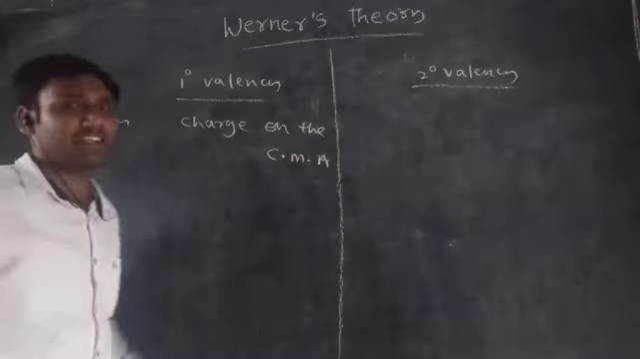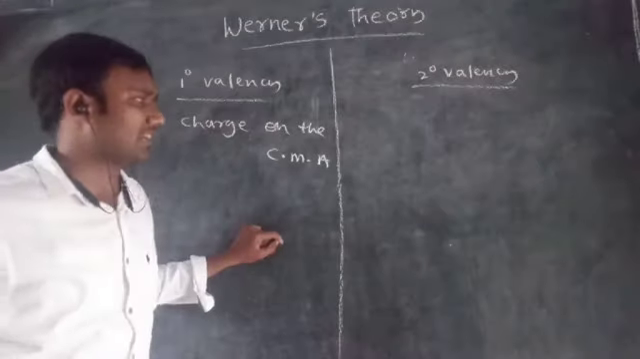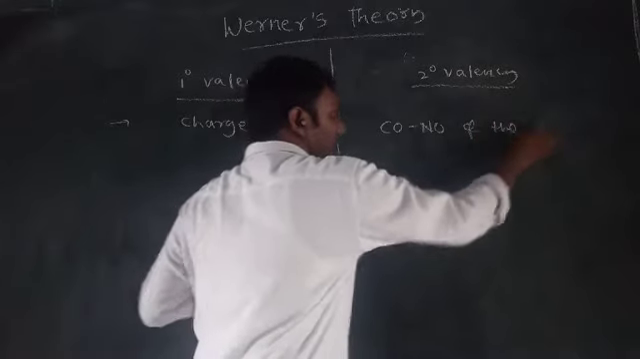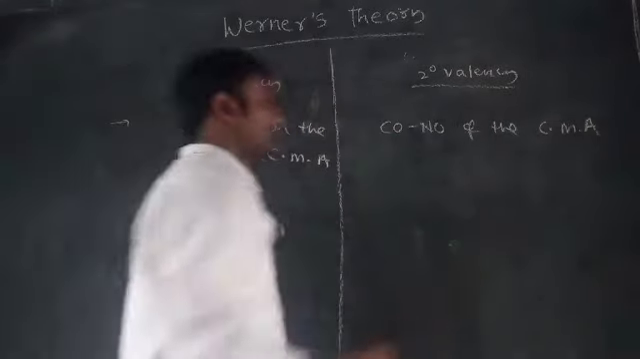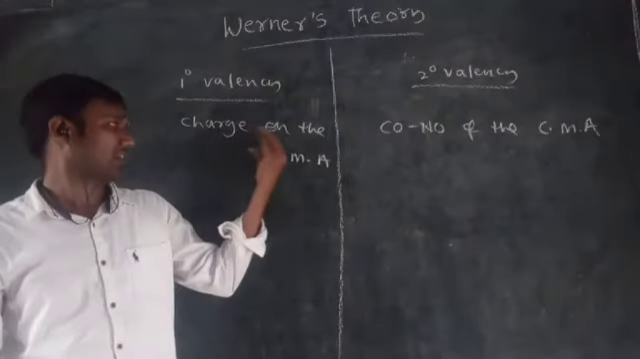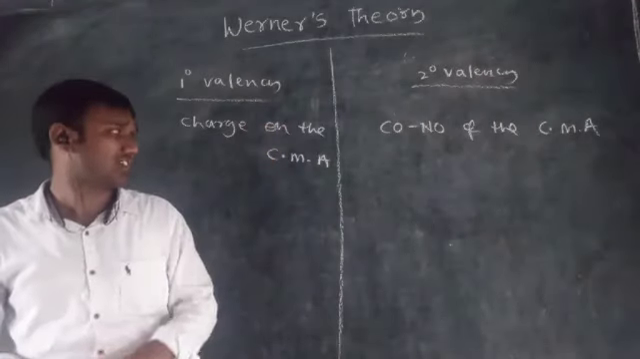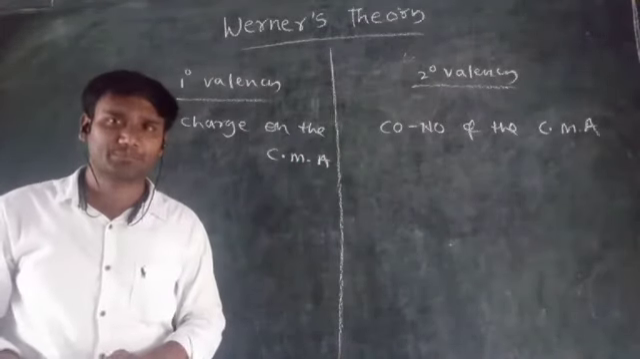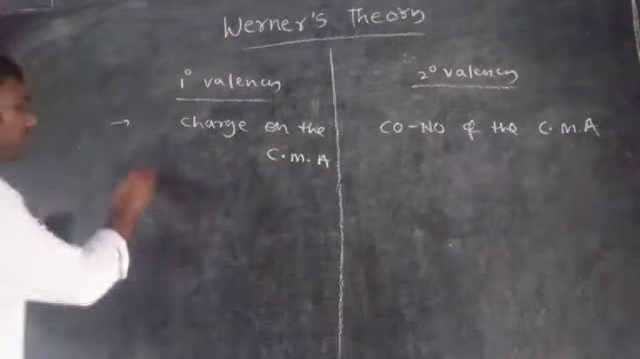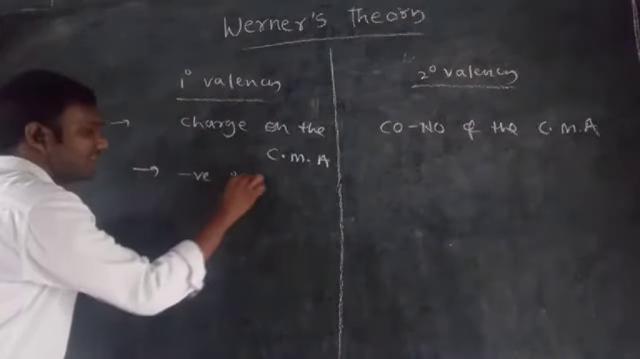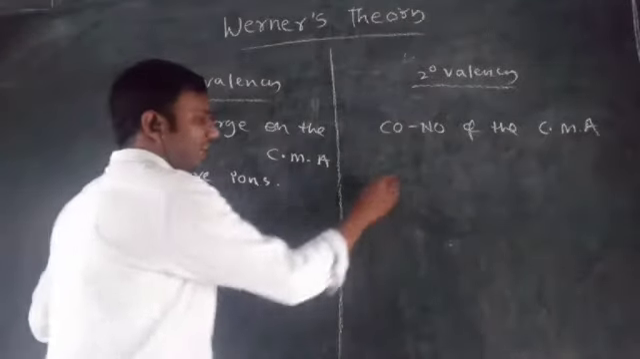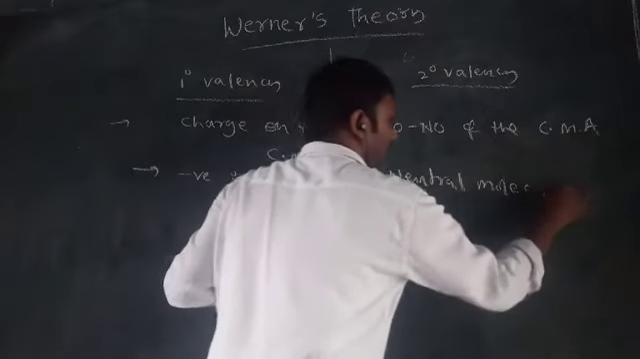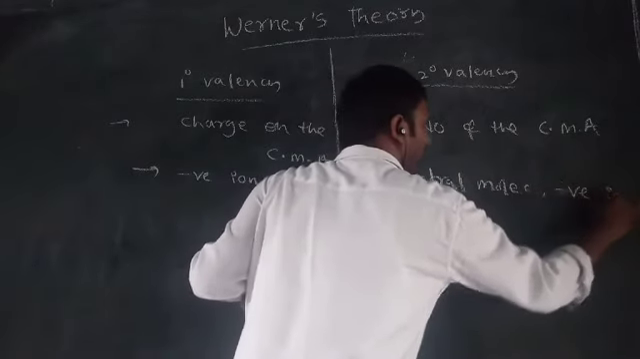Secondary valency corresponds to the coordination number of the central metal atom. Simply we can say that primary valency represents the charge on the central metal atom, and secondary valency represents the coordination number of the central metal atom. Primary valency is satisfied by negative ions, and secondary valency is satisfied by neutral molecules and, at the same time, negative ions also.